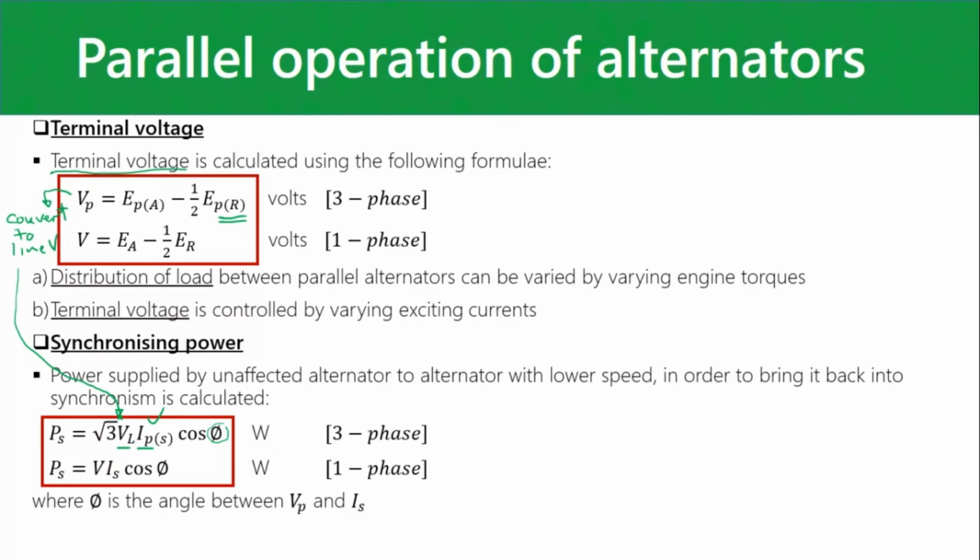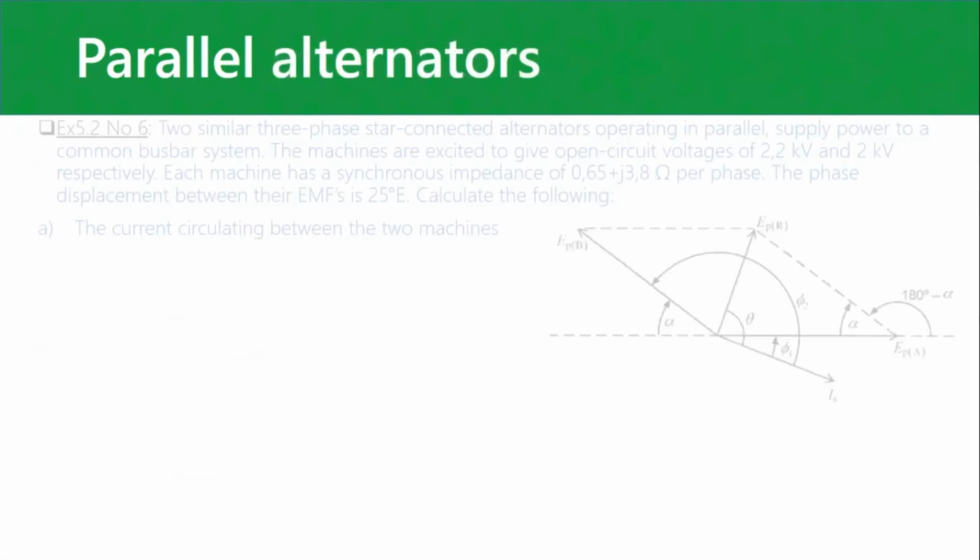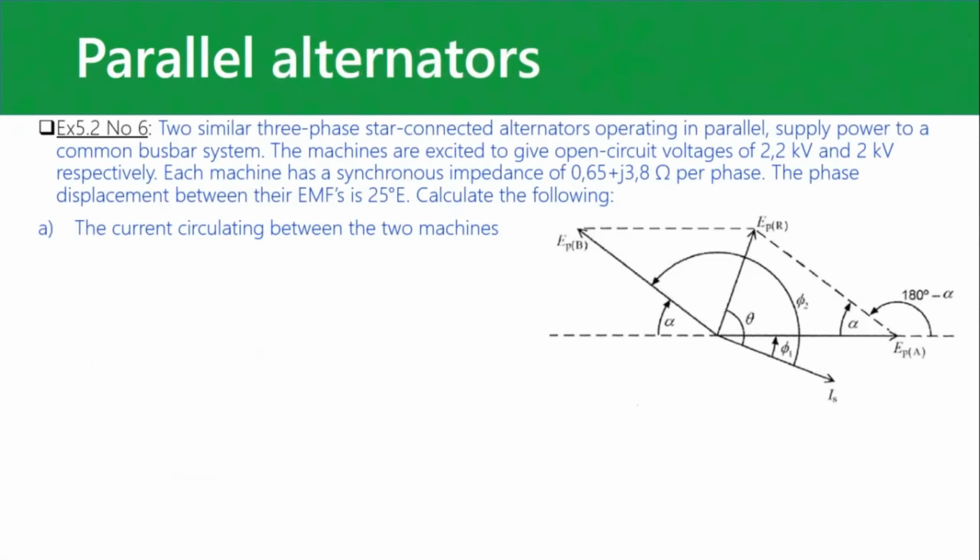All right. Got a lot of stuff, eh? So now we've got two similar three-phase star-connected alternators in parallel, supplying power to a common busbar system. The machines give an open circuit voltage, EMF, of 2.2 kV and 2 kV.